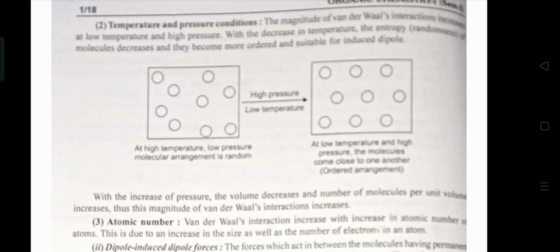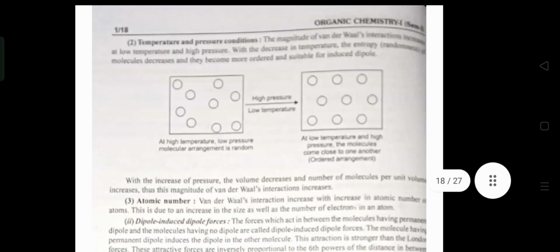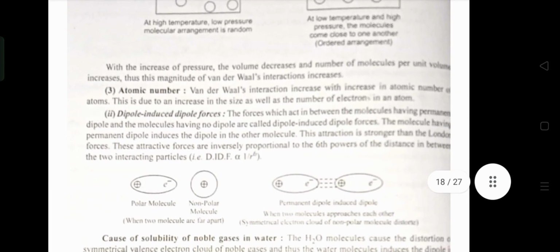Second one is temperature and pressure conditions. The magnitude of van der Waals interaction is greater at low temperature and high pressure. With the decrease in temperature, the entropy of the molecules decreases. They become more ordered and suitable for induced dipole. With the increase of pressure, the volume decreases. The number of molecules per unit volume increases. The magnitude of van der Waals forces increases. Third one is atomic number. Van der Waals interaction increases with the increase of atomic number of the atom. This is due to the increase of size as well as number of electrons in the atom.